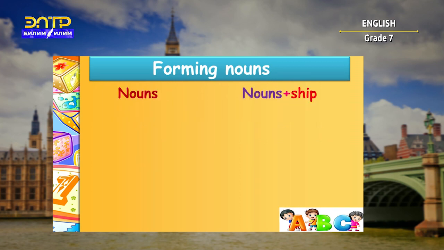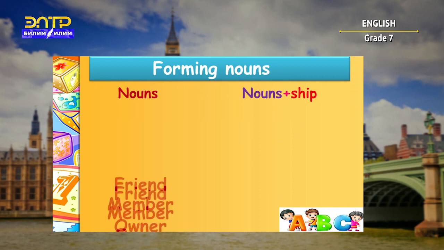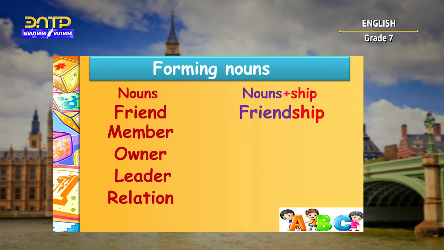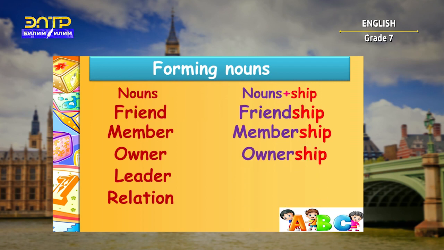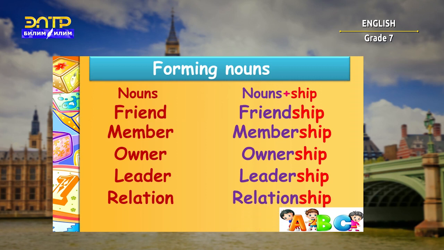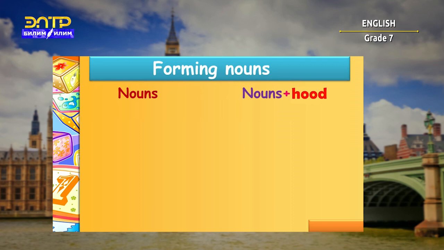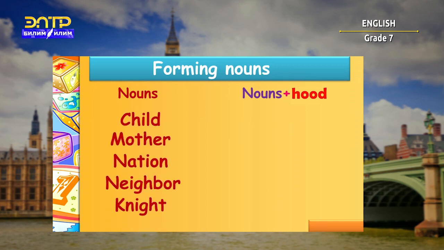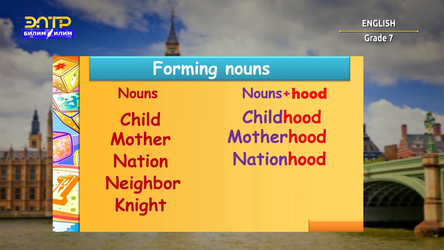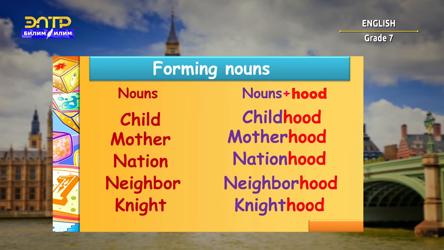We usually add the suffix -ship to other nouns to form abstract nouns. For example, friend, friendship, member, membership, owner, ownership, leader, leadership, relation, relationship. The suffix -hood is another noun-forming suffix used to form abstract nouns such as child, childhood, mother, motherhood, nation, nationhood, neighbor, neighborhood, knight, knighthood.